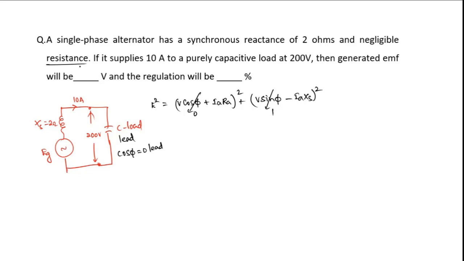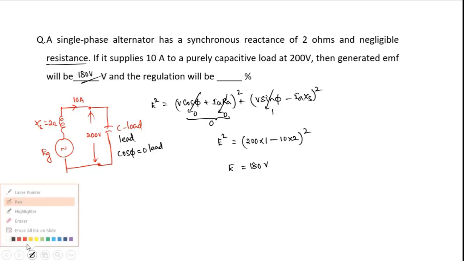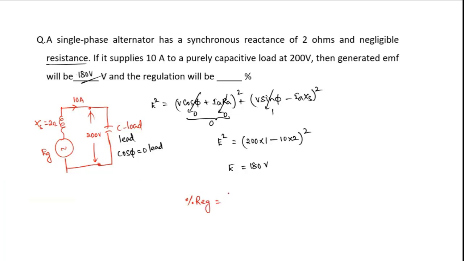And we know resistance is 0. So if resistance is 0, this component is 0. So totally this component is 0. And we are left with E square is equal to (V, that is 200, into 1 minus Ia, which is 10, into synchronous reactance 2) whole square. So the square gets cancelled. So 200 minus 20, it comes out as 180. So the generated EMF is 180 volts, and the percentage regulation will be (E minus V), that is 180 minus 200, divided by 200, into 100.